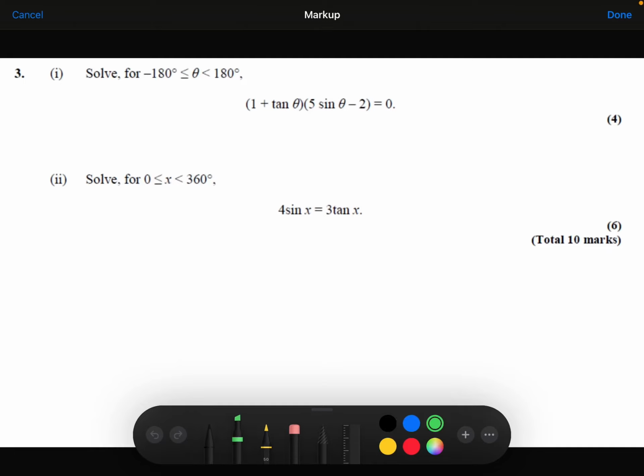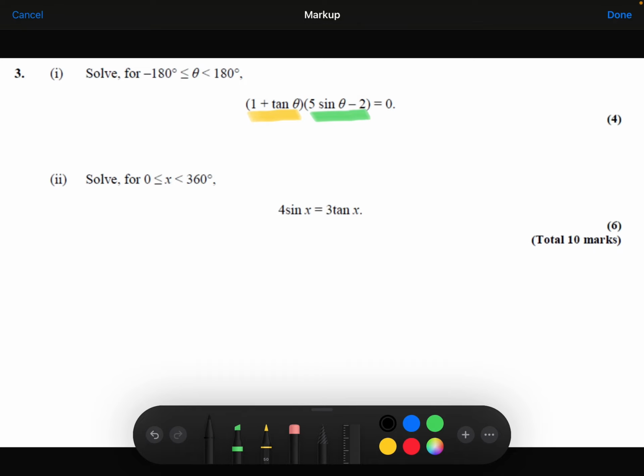Solve between minus 180 and positive 180 the equation (1 + tan θ)(5 sin θ − 2) = 0. Now, the fact that this has been given to me in brackets already and the fact it equals 0 is really helpful. I'm really grateful that they've done that, because that's just straight away telling me that either this bracket has to equal 0 or this bracket has to be equal to 0.